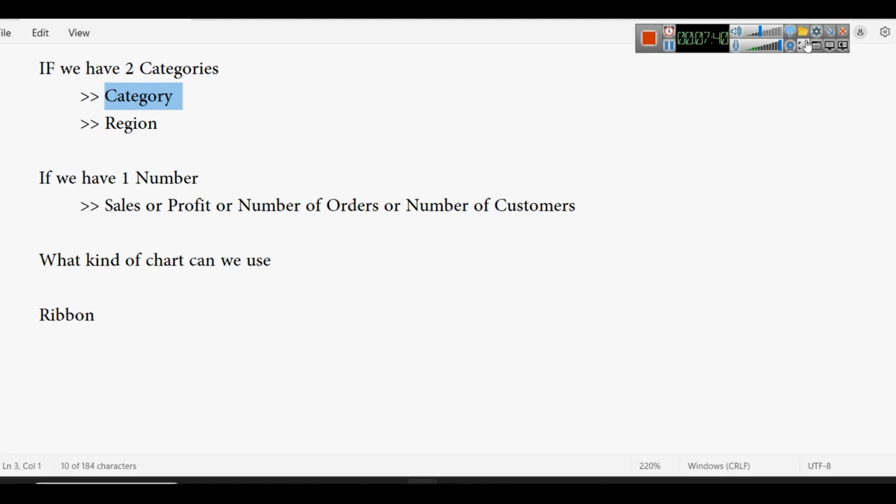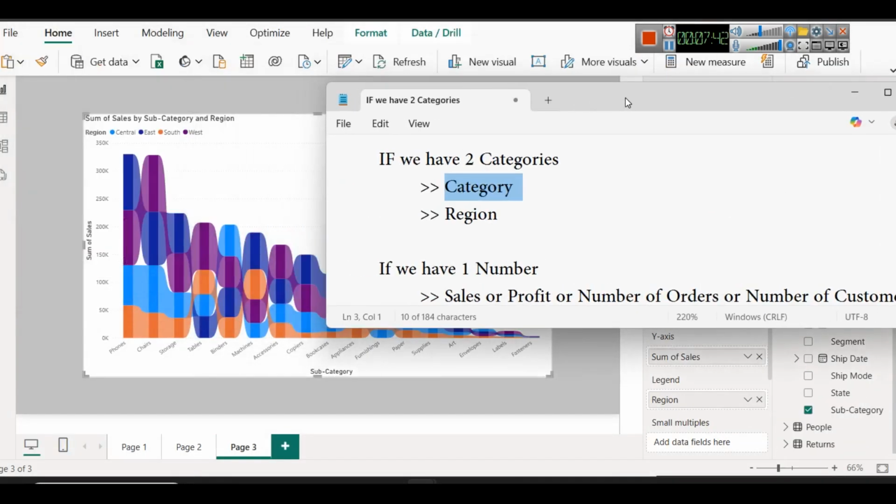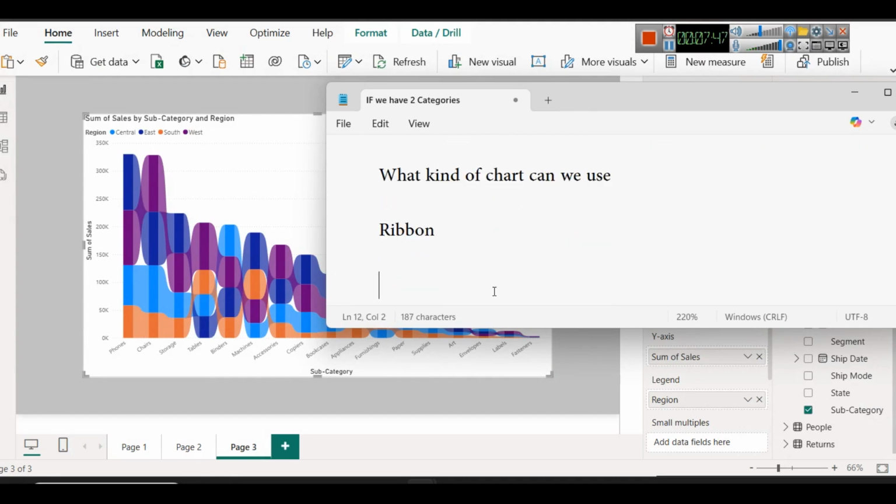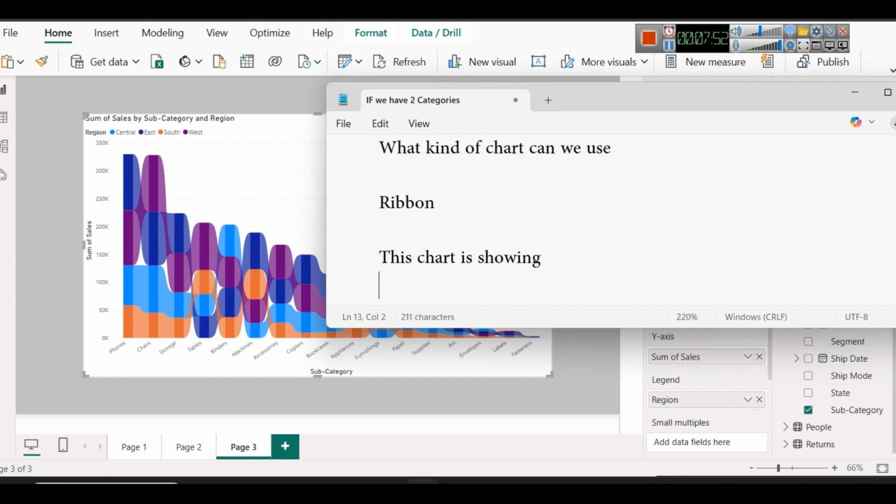I am writing this once again, and all of you can ask if you have a doubt. This chart is showing total sales based rank of each category in each region in subcategories or distinct subcategories.